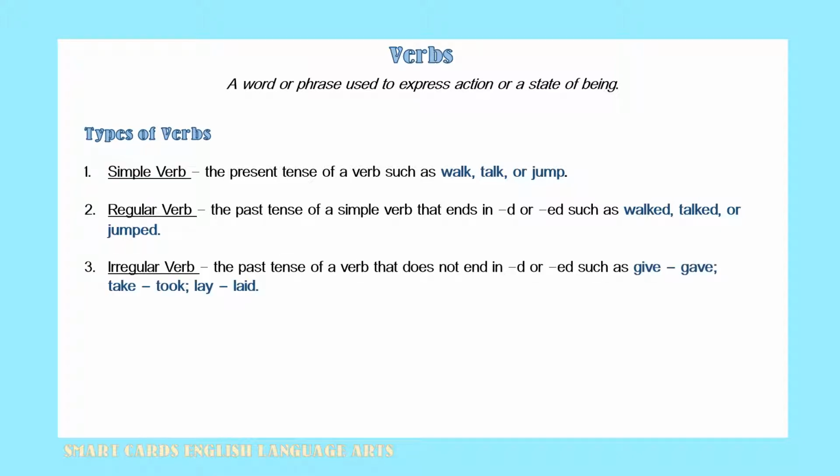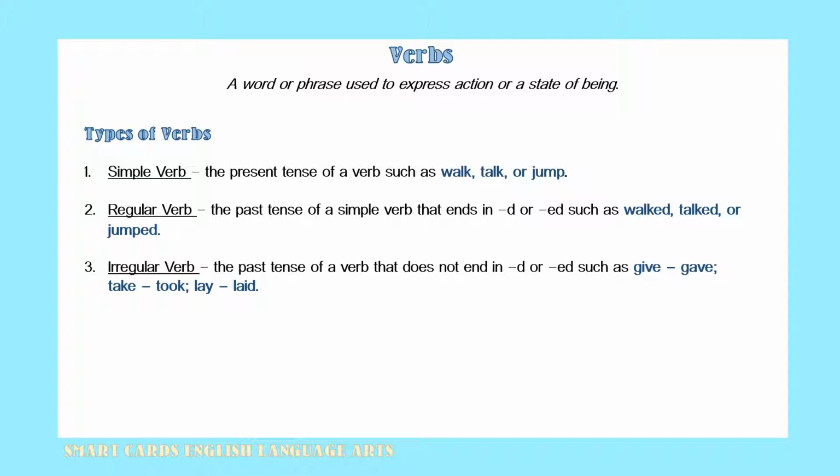An irregular verb is the past tense of a verb that doesn't end in D or ED, such as give goes to gave, take goes to took, and lay goes to laid. An irregular verb is typically a different word altogether.